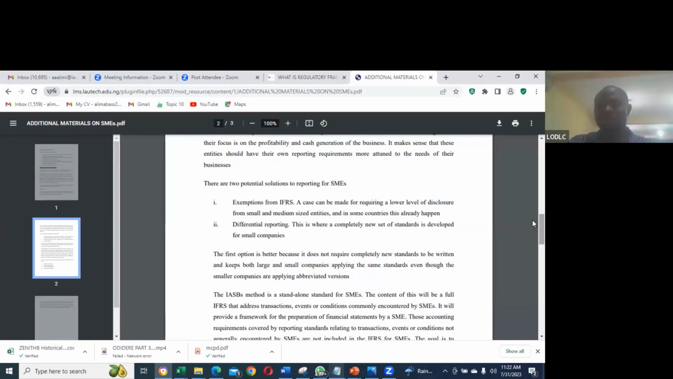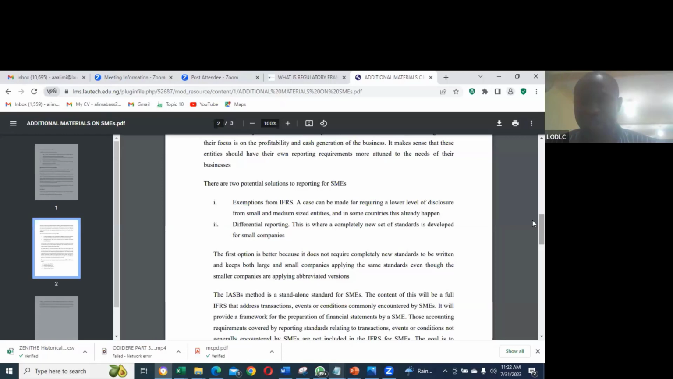So what they are saying here is that if you want to exempt SMEs from IFRS, it is not that you exclude them from the entirety of IFRS, but there are some complex compliance requirements that they should be excluded from. So that's what they are trying to put across here.